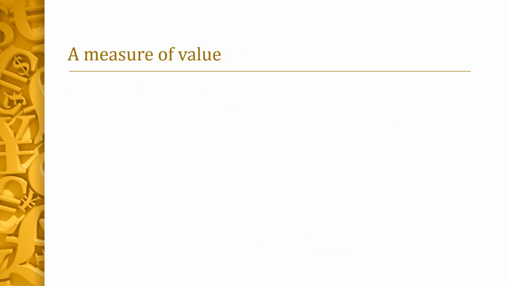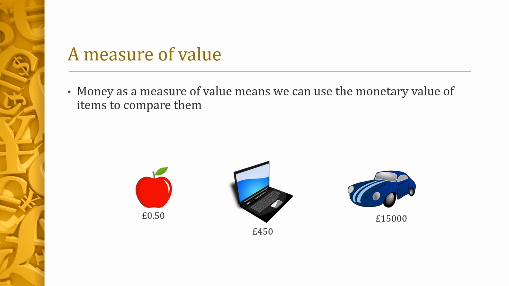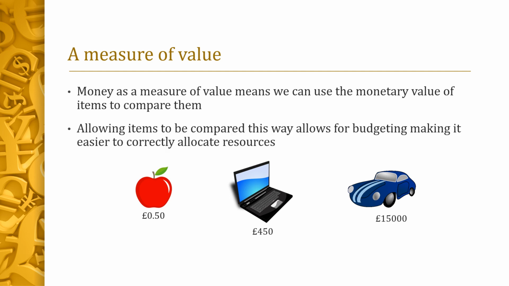Money acting as a measure of value means we can use the monetary value of items to compare them. Allowing items to be compared this way allows for budgeting, making it easier to allocate resources correctly.